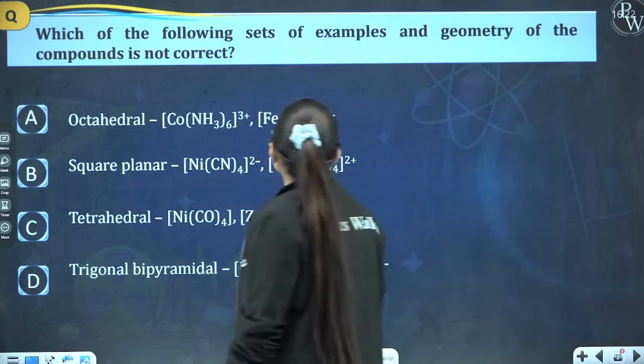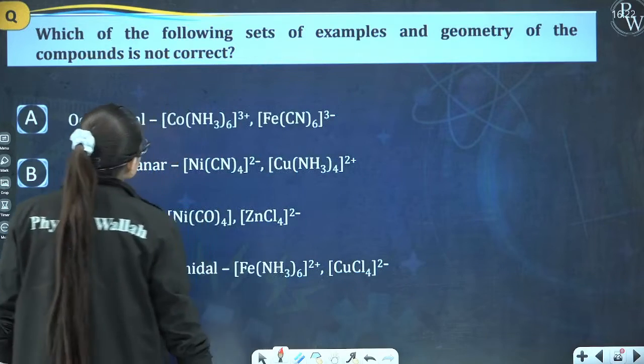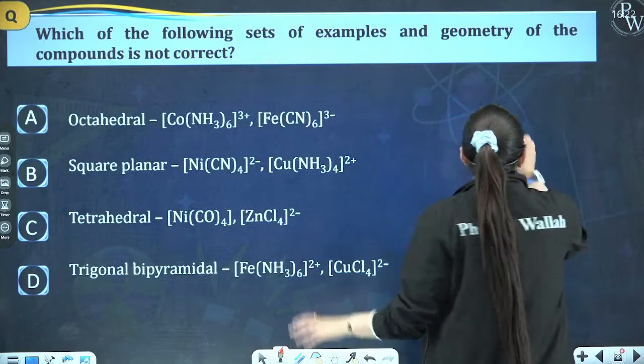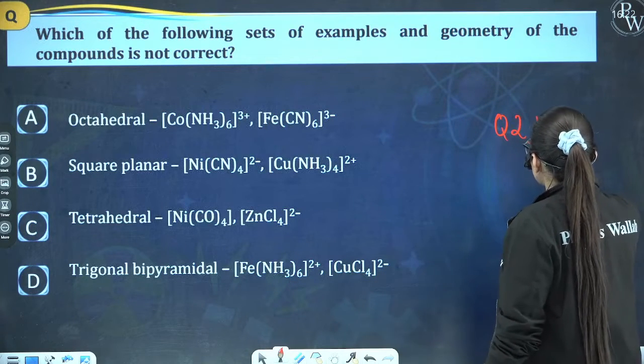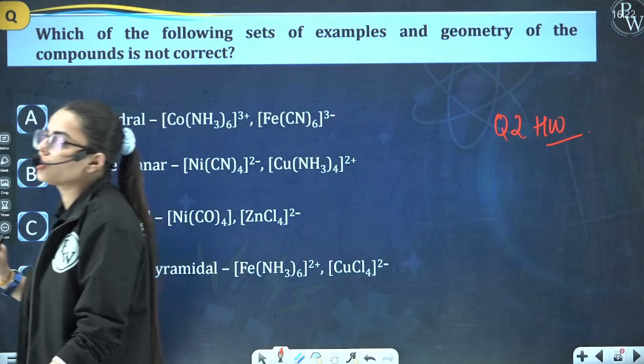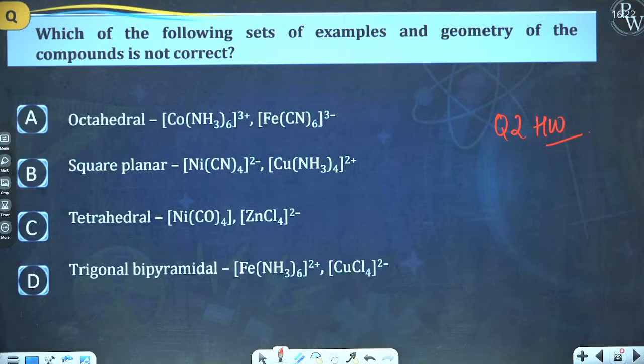Let us see the next question that we have. Which of the following sets of examples and geometry of the compound is not correct? Now you have to tell this on your own, because we have already done this topic. So this is your question number 2, which shall be referred to as your homework question. Kindly write the homework question, take a screenshot so that we can move on to our next part.